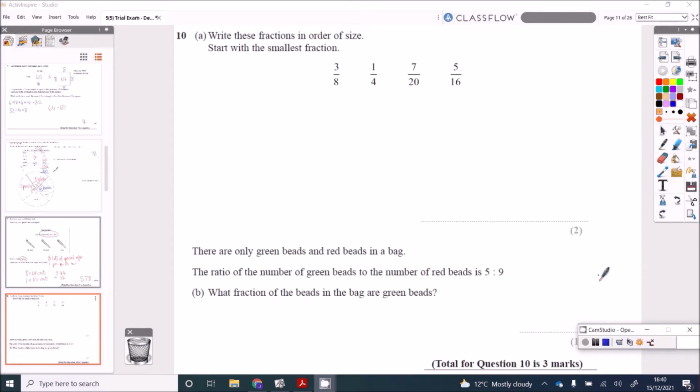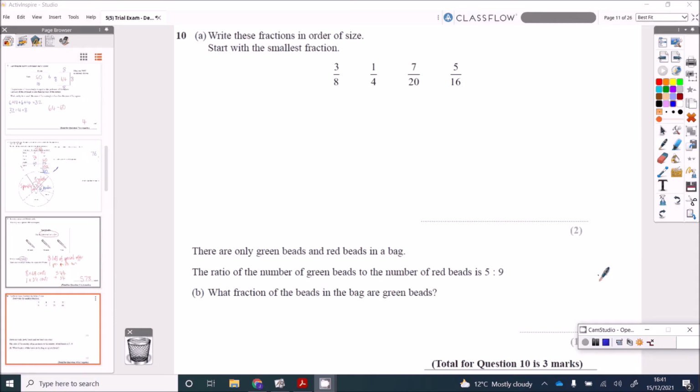Question 10. Now, you may have been taught to do this by way of equivalent fractions, and I think in a way really that is the best way. But as you're doing IGCSE and you've got the luxury of using calculators, I think the easiest, safest way to answer these is just to turn all of these into decimals.